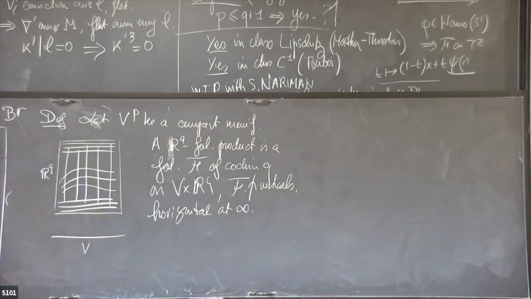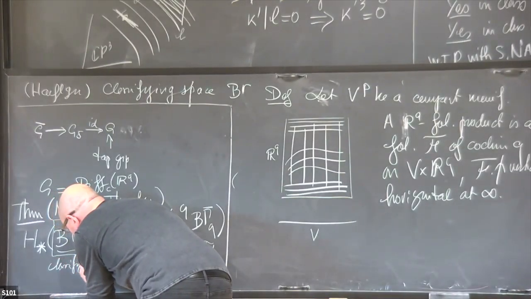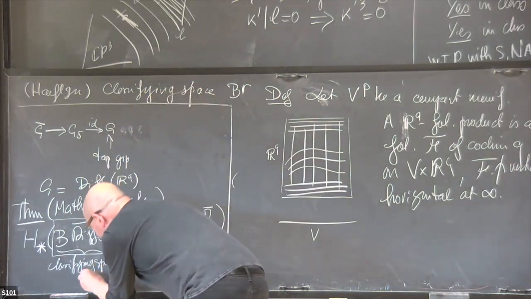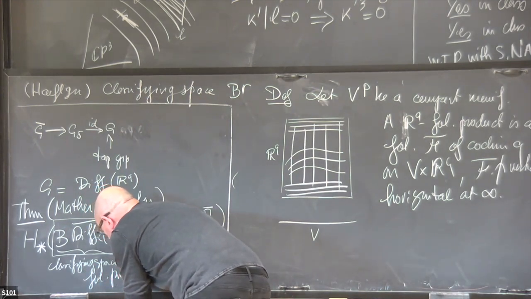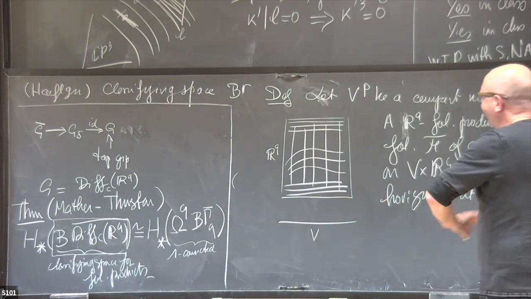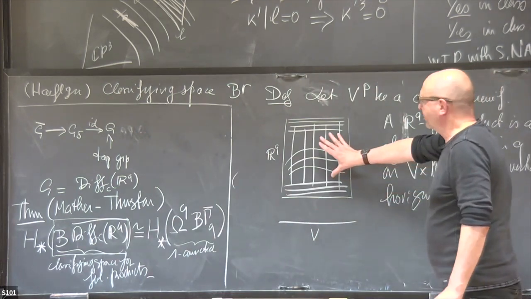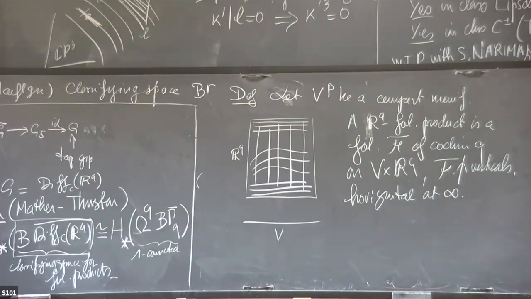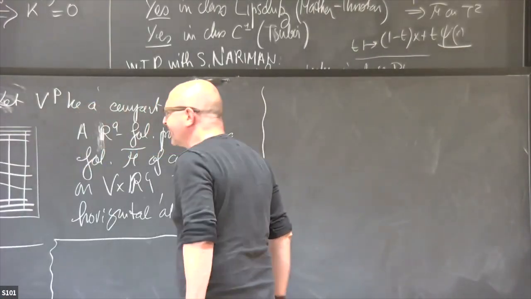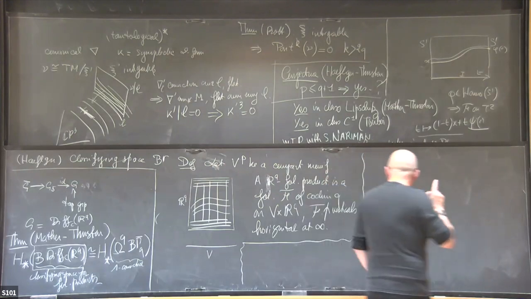The way to understand this space is that it is the classifying space for foliated products. That is, I can imagine this as the base of a foliated product which is universal. On this aspect, the Mather-Thurston theorem says something extremely clear.